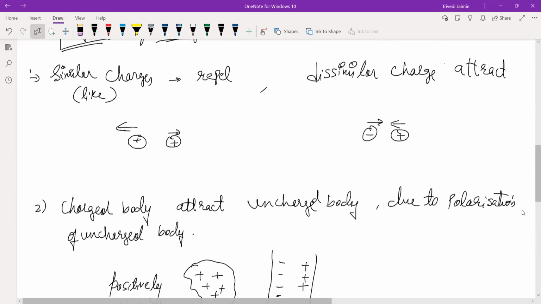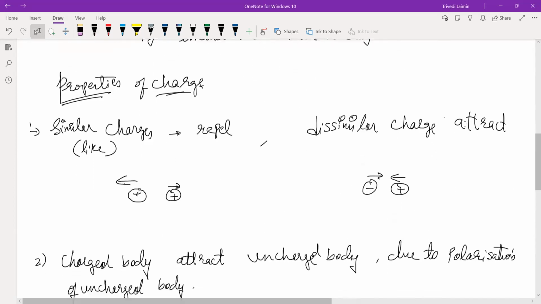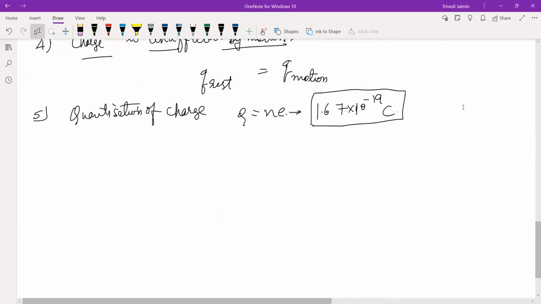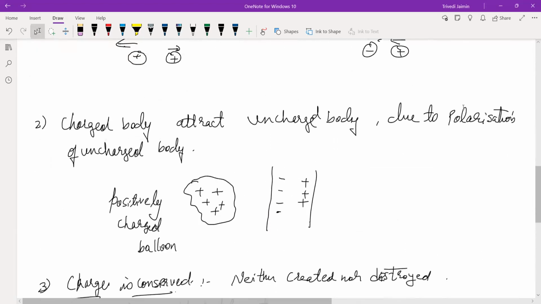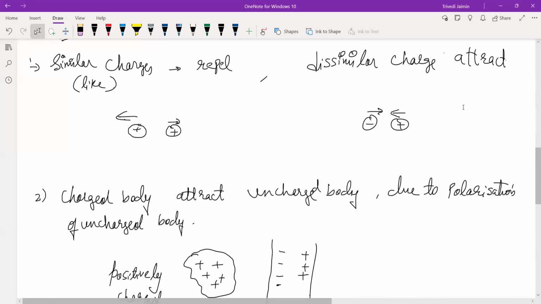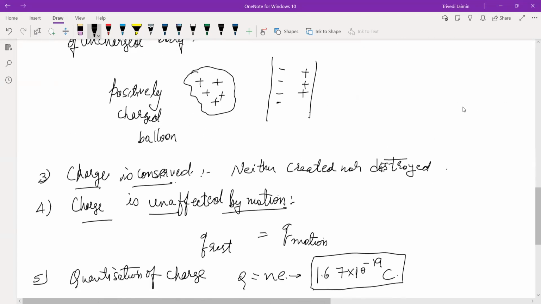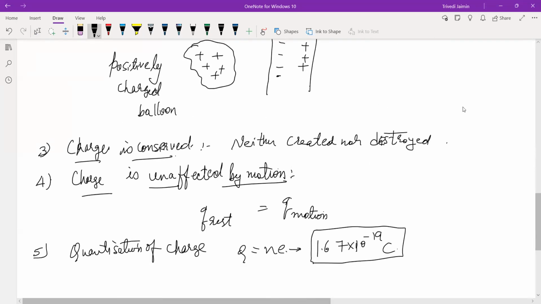Any doubt in these properties of charges? No, sir, no doubts. Okay, anyone want to make a note? You can. It's just simple properties, or you can remember whatever way it is. Do you want me to scroll up or down?